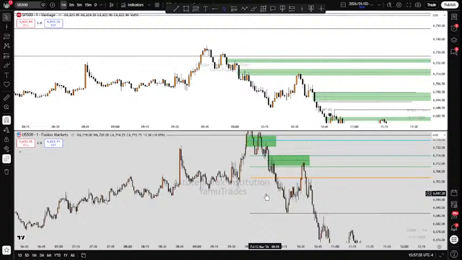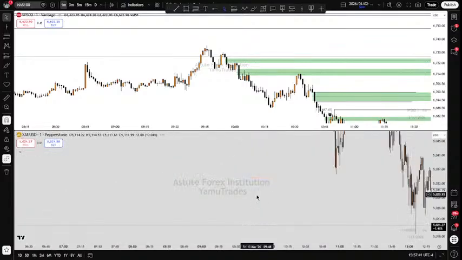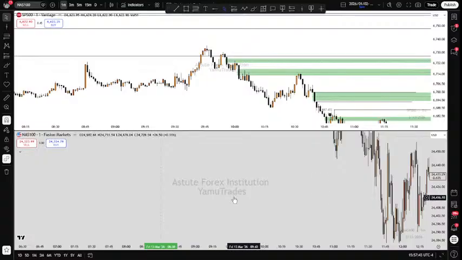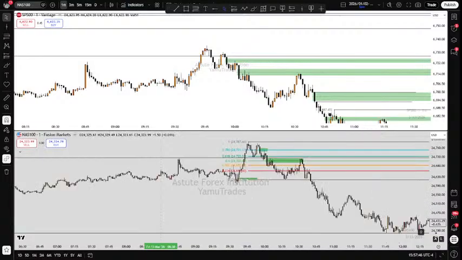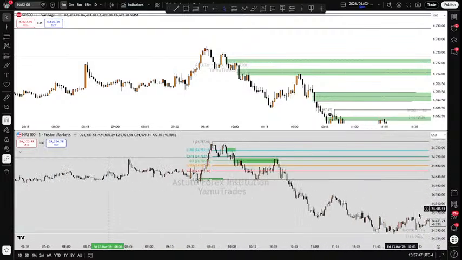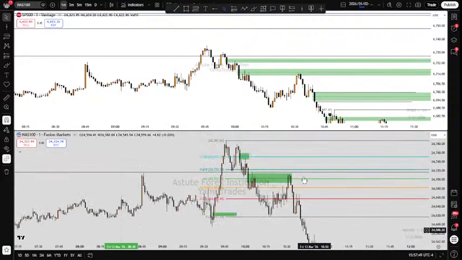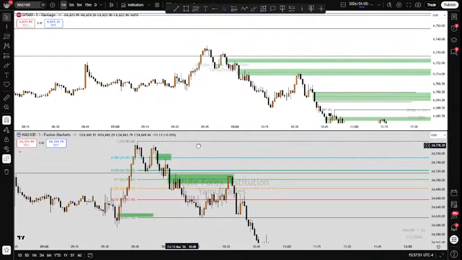Oh, this is the same chart actually. Wait, what's going on here? Oh, I was reviewing US 500 all along. Oh no, okay, but it's almost the same as Nasdaq. So I'm gonna show you. Okay, yes, I was on Nasdaq. Crazy. So what's going on here?